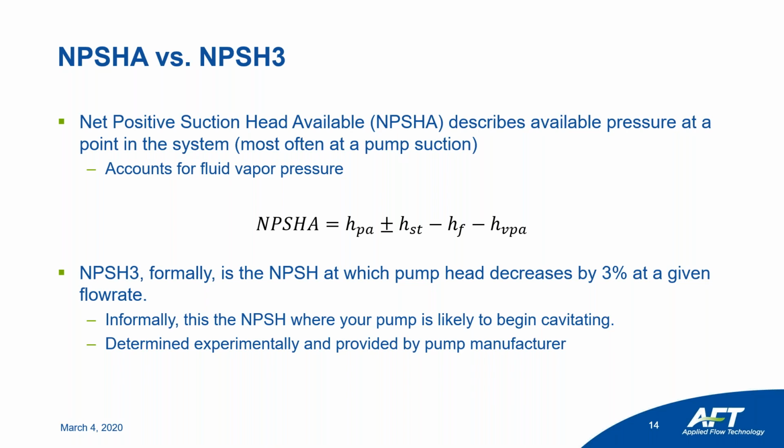It's sort of to standardize how all of these different pump manufacturers were originally defining what's the required NPSH to avoid cavitation. And this is determined experimentally. It should be provided by your pump manufacturer. And so as long as our NPSHA is greater than our NPSH3, in this case, we shouldn't see cavitation, but I would be hesitant to try to set them equal and try to save some money that way.